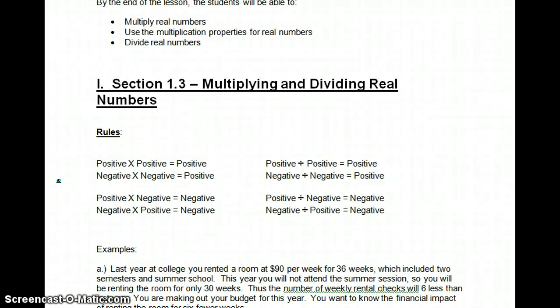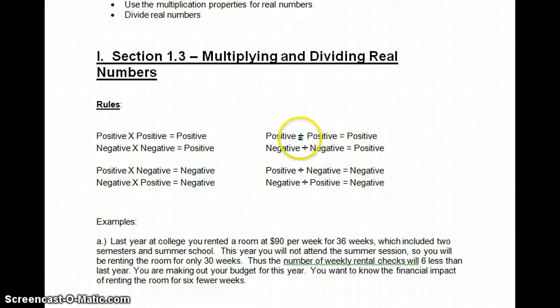They are pretty simplistic. If you have a positive number times a positive number, your result is going to be a positive number. If you have a negative number times a negative number, your result is also going to be a positive number. Anytime that you are multiplying a positive times a negative or a negative times a positive, your answer is going to be negative.